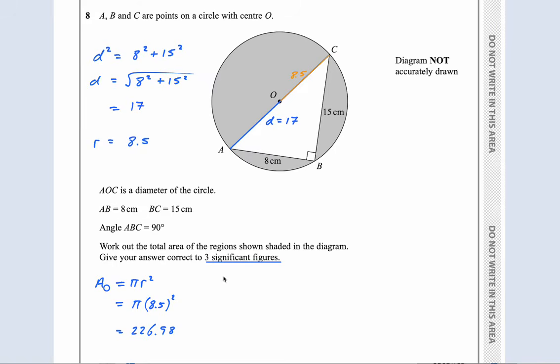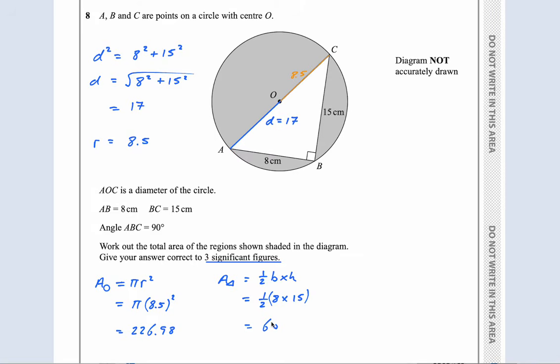The area of the triangle then, the area of this triangle, is just a half base times height, which is a half 8 times 15. Just be careful, guys, you're not using the diameter. The base is 8 and the height is 15. It's the perpendicular height. And that's actually 4 times 15, which is 60.